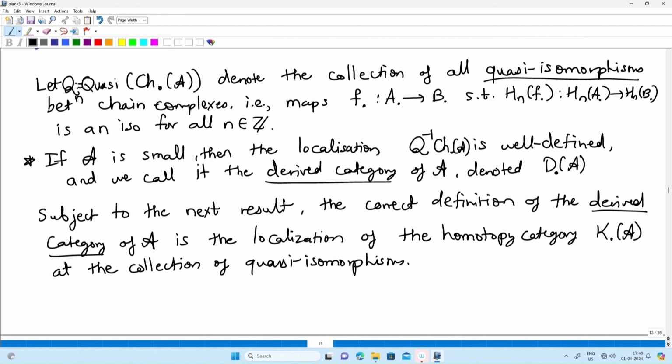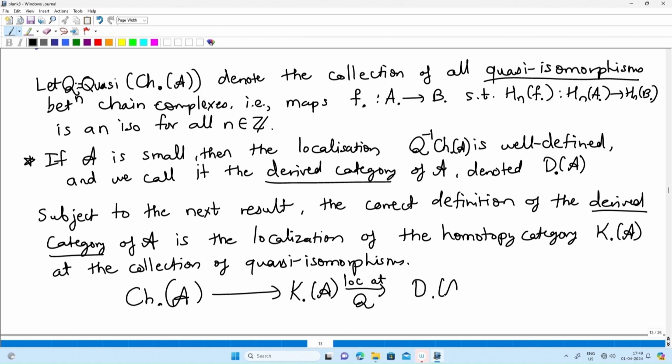So what happens really is you have A, and then from there you have CH dot A. From CH dot A we get K dot A, and from K dot A you localize at Q, or images of Q under the homotopy category, to get the derived category like this. And this process works for any A, irrespective of whether A is small or large.